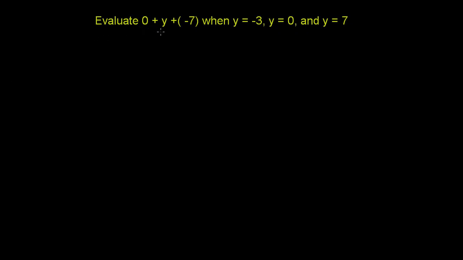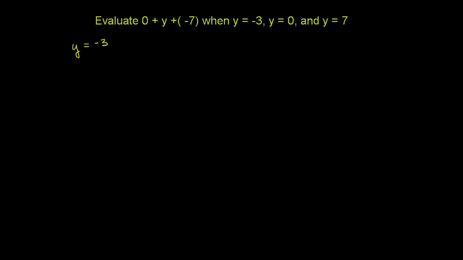Evaluate 0 plus y plus negative 7 when y is equal to negative 3, y is equal to 0, and y is equal to 7. So let's take the first situation where y is equal to negative 3.